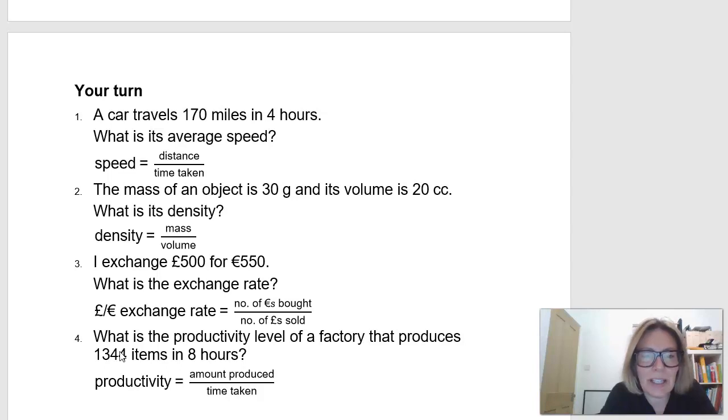So we've got the exchange rate here, £500 for 550 euros. And the exchange rate is the number of euros bought, which is 550, divided by the number of pounds sold, which is 500. And number 4, the productivity level of a factory that produces 1,344 items in 8 hours. So the productivity rate is calculated by the amount produced divided by the time taken. So hopefully they're not too tricky.